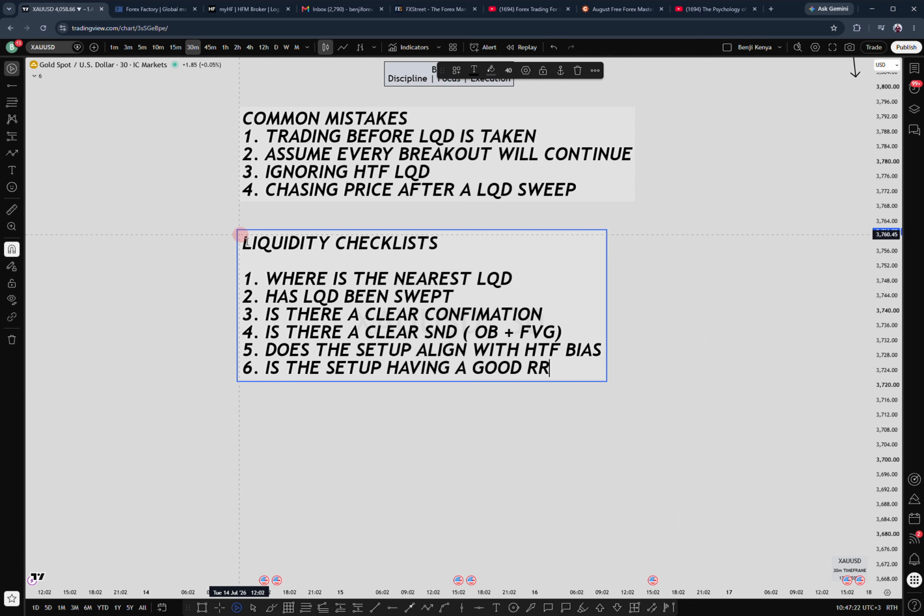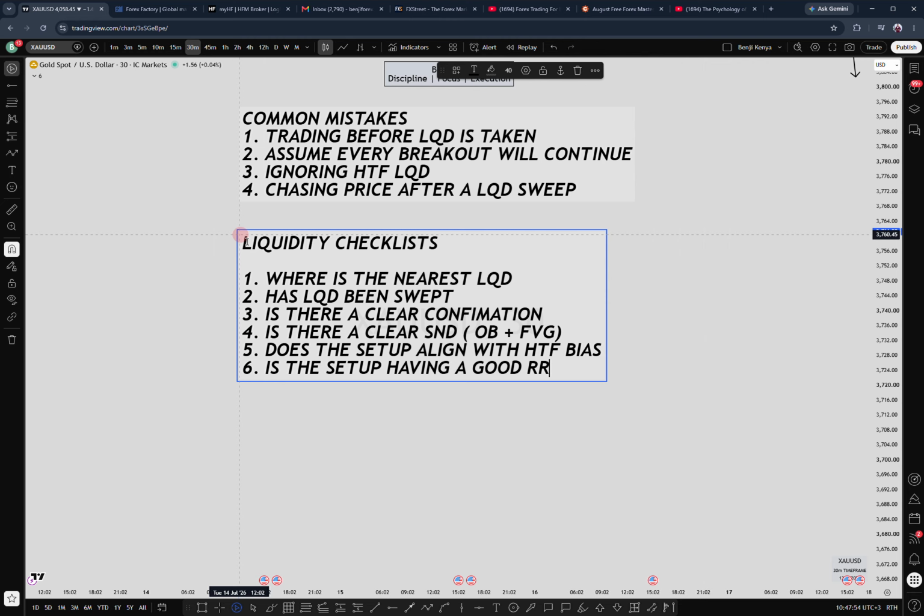Okay, so some liquidity takeaways as you're winding up. If you don't have any questions, liquidity is what actually fuels the market. Liquidity acts as fuel for the market. Price moves from one liquidity pool to the next. Very important. Smart money hunts liquidity before making the real move. All right, and never chase breakouts. Wait for a liquidity sweep for confirmation.